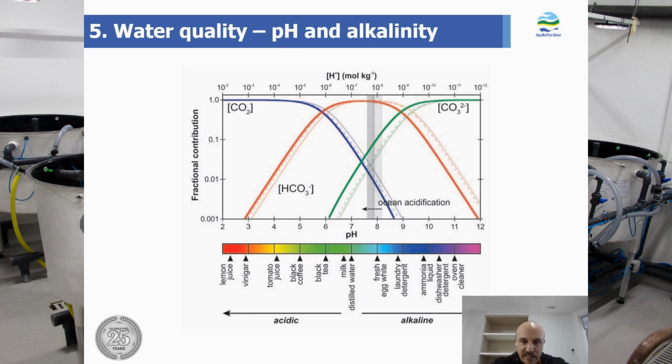pH and alkalinity. Now, pH and alkalinity, together with the CO2, carbonate and bicarbonate, are part of the carbonate equilibrium. My colleagues will discuss more about this aspect, but it's important to consider these two parameters, pH and alkalinity, always together.